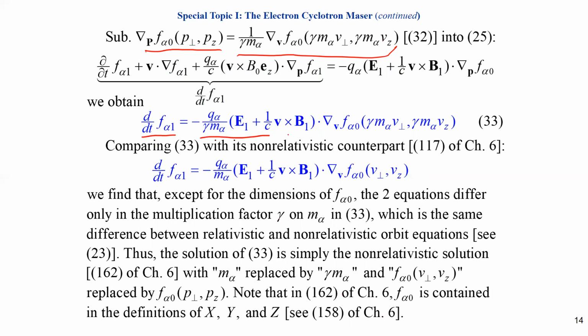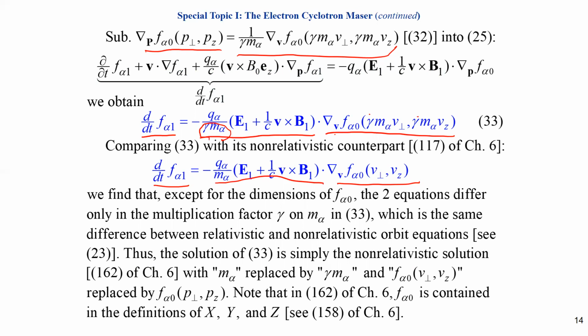Yes. Three parts. Okay. Substituting this one, we have these properties. We have gamma m alpha, and this one together with this one. What's the major difference with non-relativistic? Here, gamma m alpha, and gamma m. So very similar. We just change m alpha to be gamma m alpha.